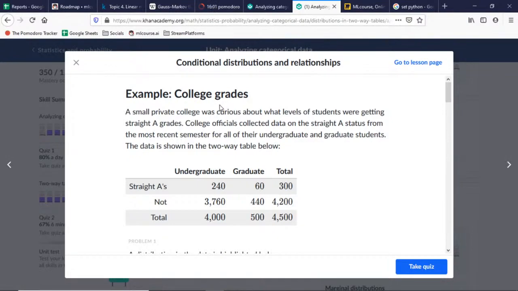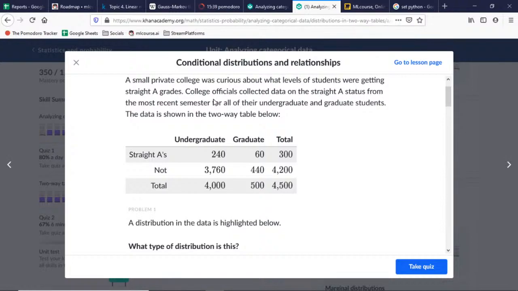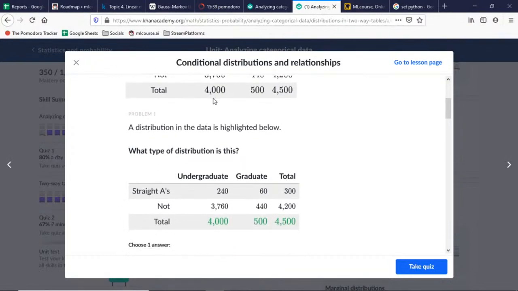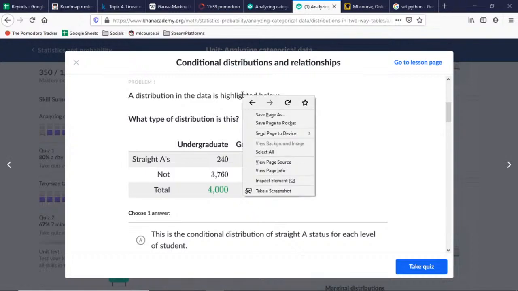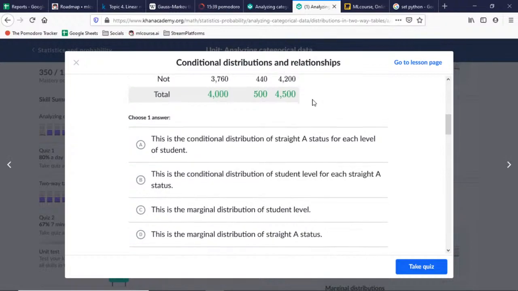Example, college grades. A small private college was curious about what levels of students were getting straight A grades. College officials collected data on the straight A status from the most recent semester for all of the undergraduate and graduate students. The data is shown. The distribution in the dataset is highlighted below. What type of distribution is this? This measures students' level.